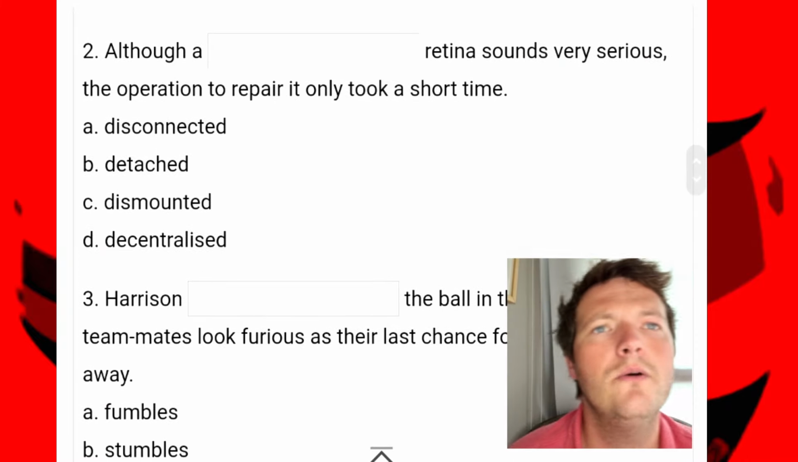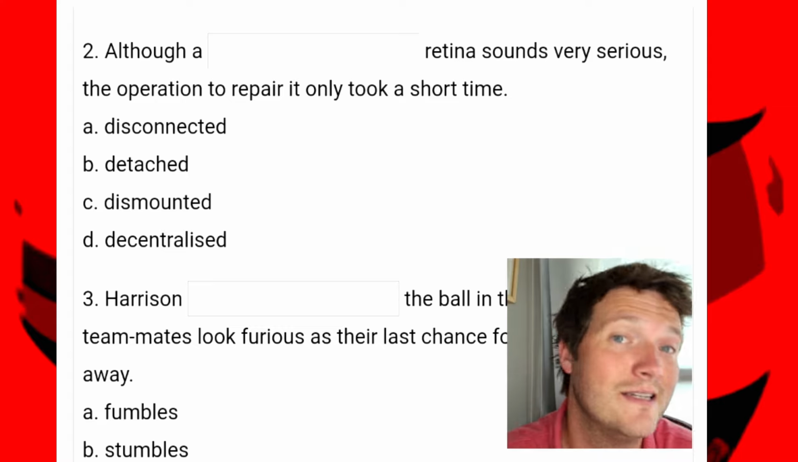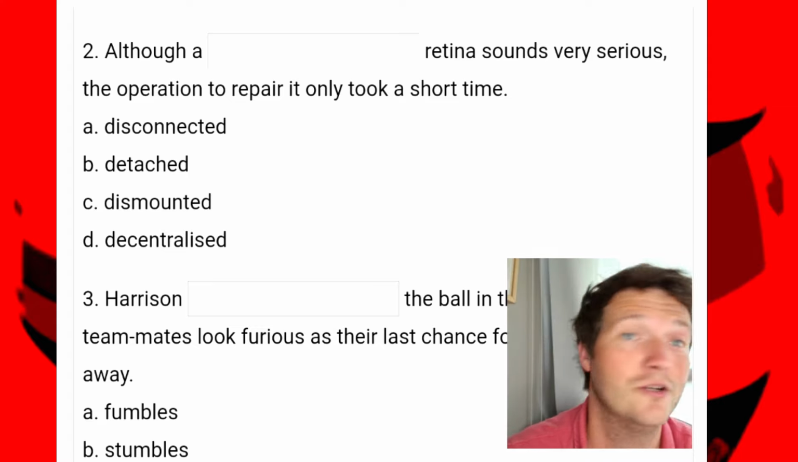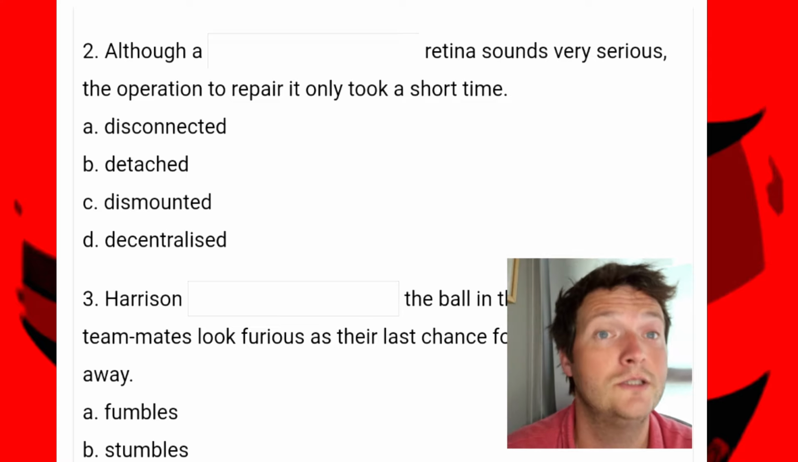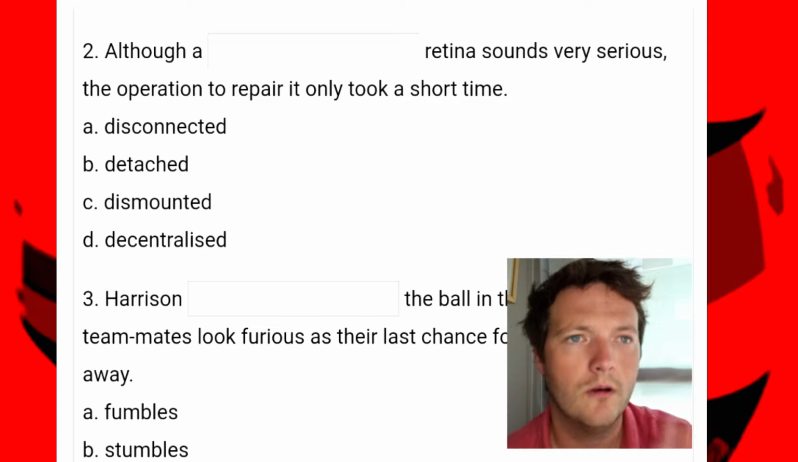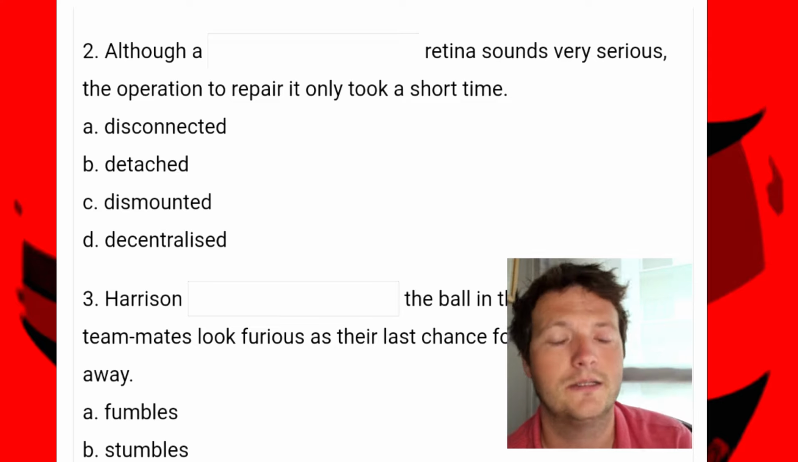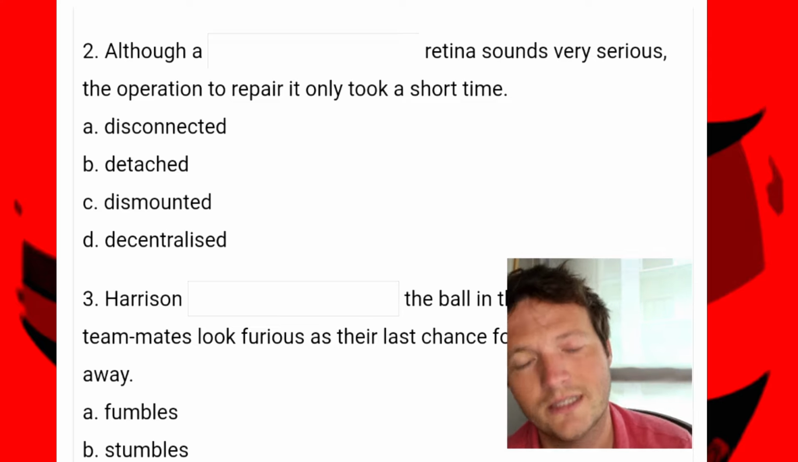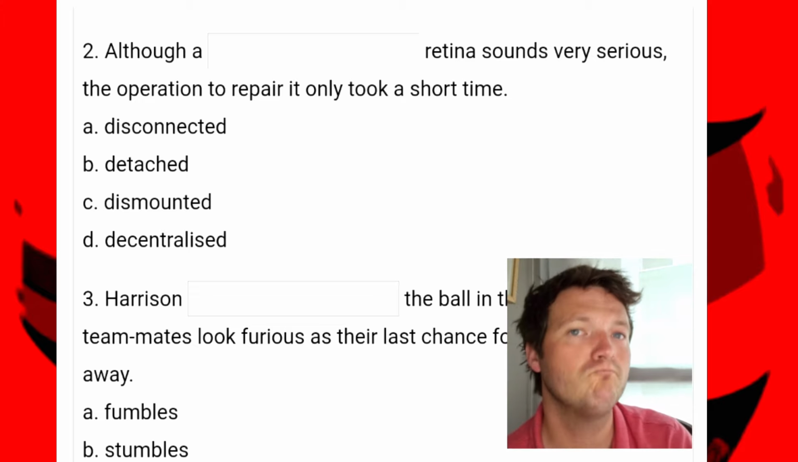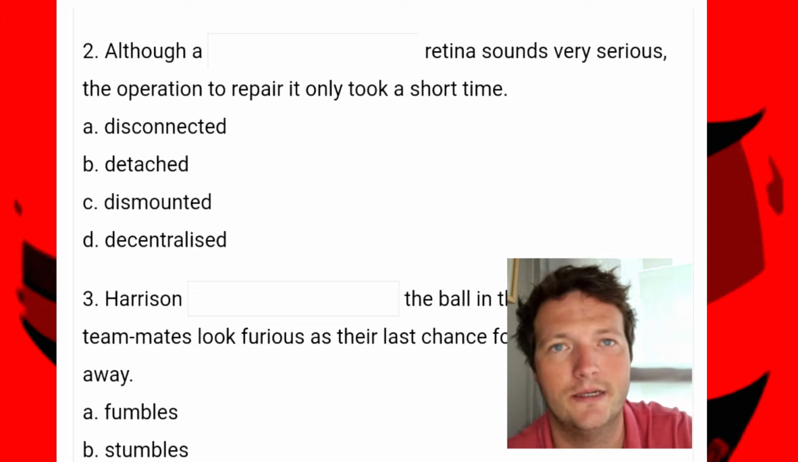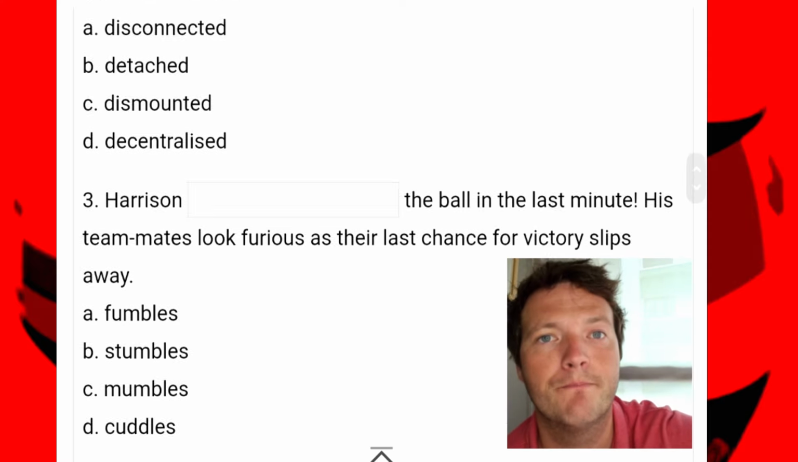Okay, number 2. Although a disconnected, detached, dismounted, decentralized retina sounds very serious, the operation to repair it only took a short time. Well, when you have an impact in your head, sometimes your retina can become detached. You get a detached retina. B. No question about that one.